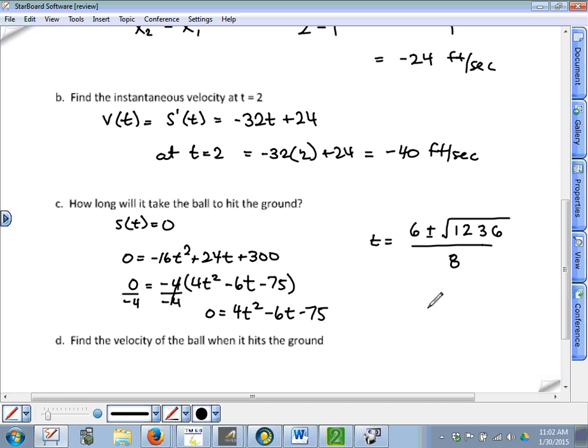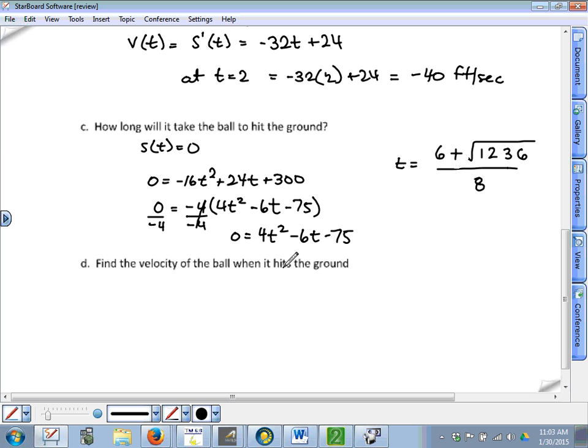Now you got to stop for a moment and think here. T represents time. And here we have 6 plus the square root and 6 minus the square root. The square root of 1,236 is much bigger than 6, and if we're subtracting that from 6, we're going to get a negative value for time. That doesn't make sense, so it wouldn't be correct to have plus or minus. We're going to have 6 plus the square root of 1,236 all over 8 as our value of time. And since we don't have a calculator, that's just going to be how we leave it.